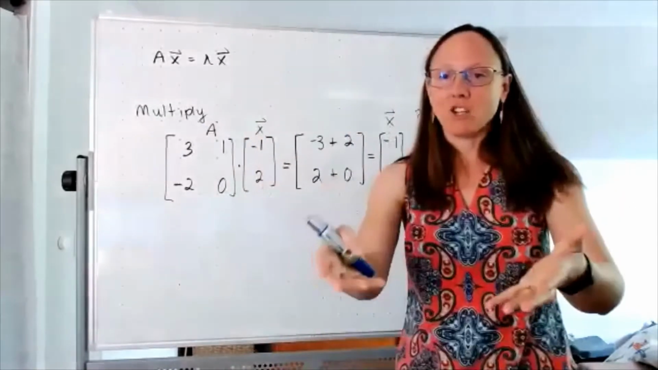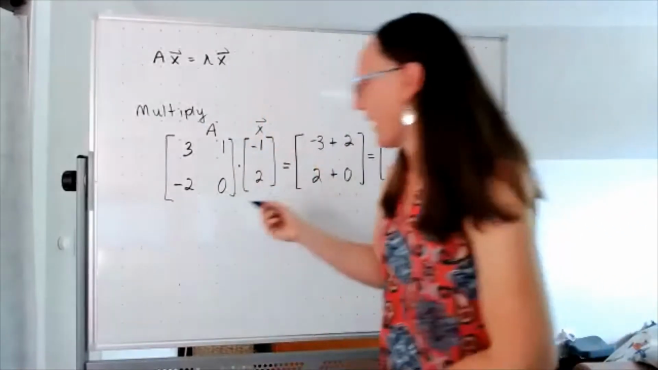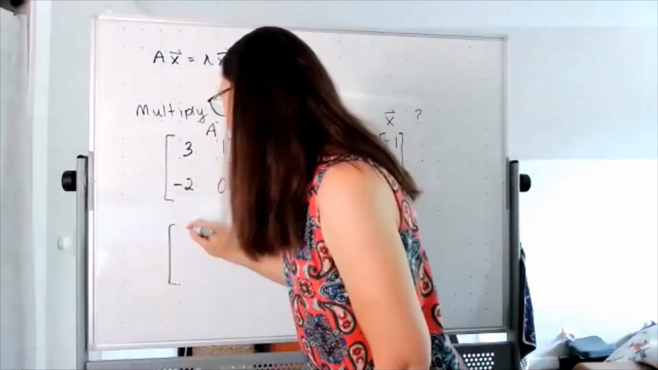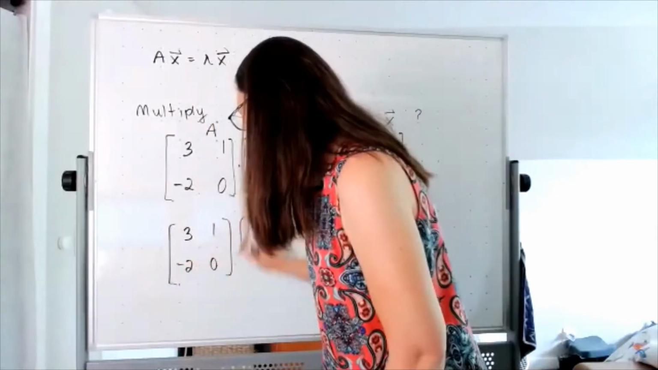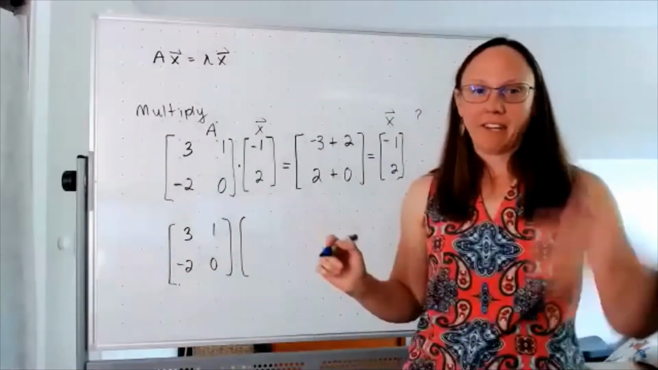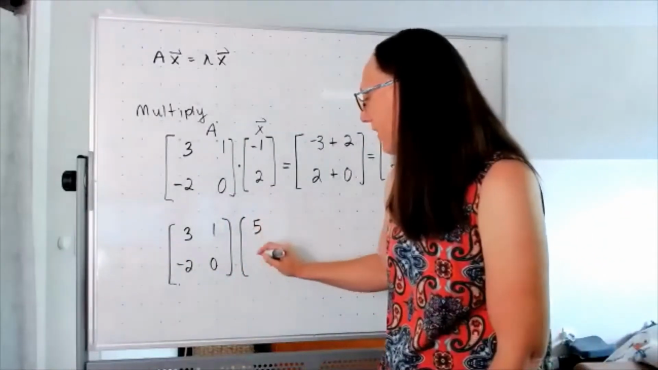So I need 2 random numbers. So you can type them into the chat. I got a 5 and an 8. So 5, 8.